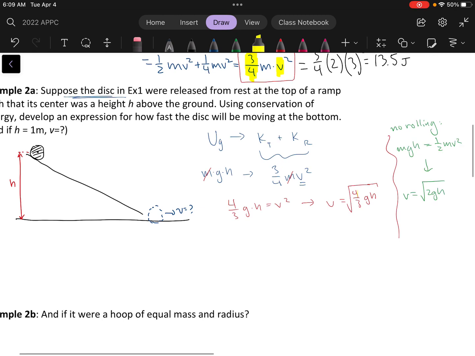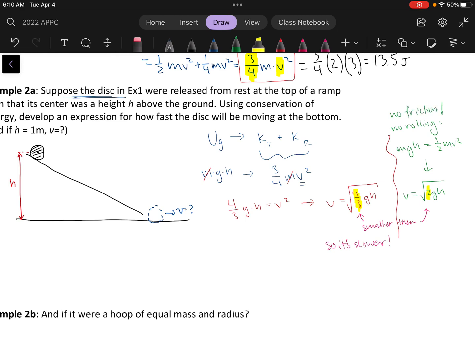And if we look at the leading coefficient there inside of the radical, we're going to get a smaller coefficient than we had when it was just translational motion, meaning that the velocity of the object when it gets to the bottom of the ramp is going to be slower than if it were just sliding. Now, this is, of course, taking into account no rolling and no friction.